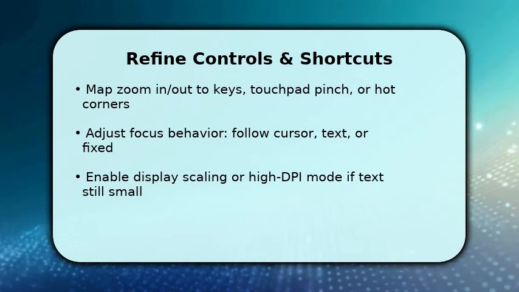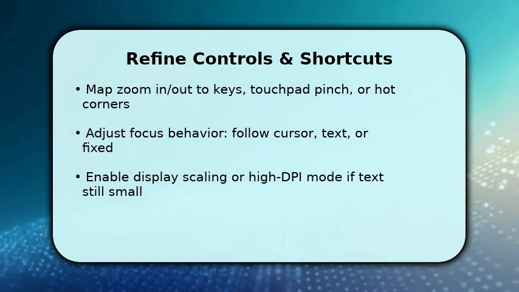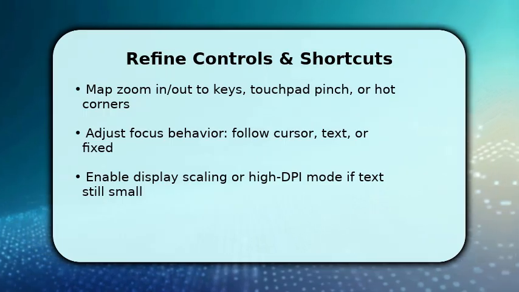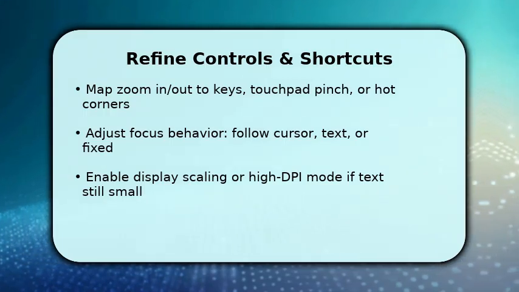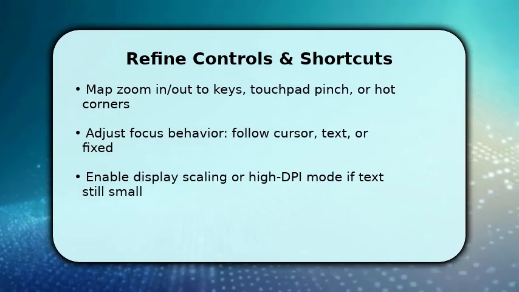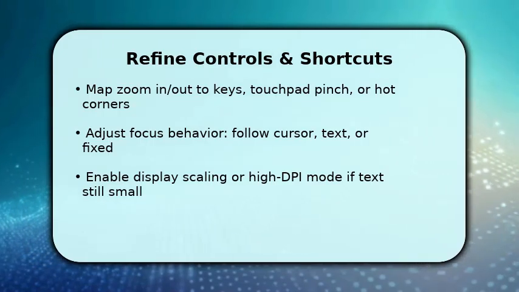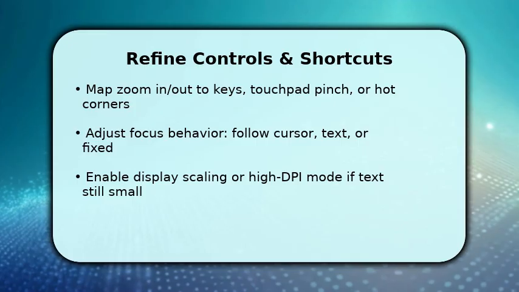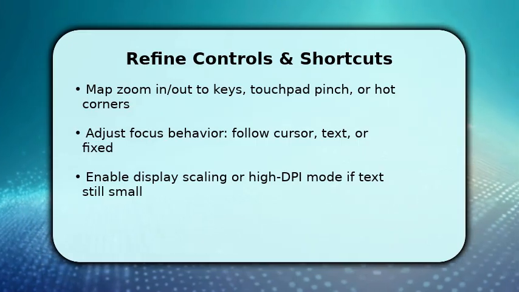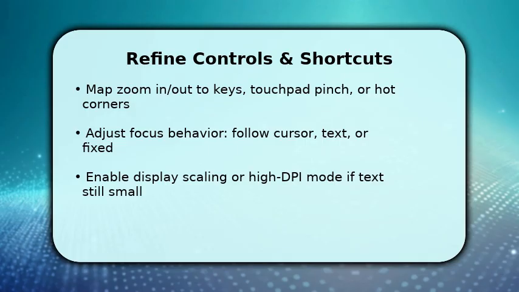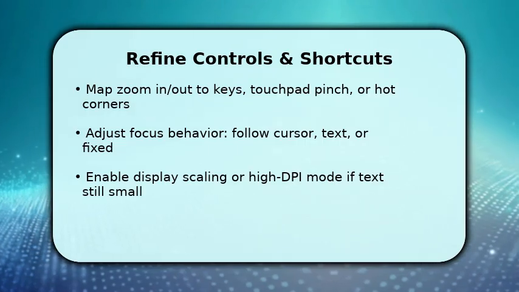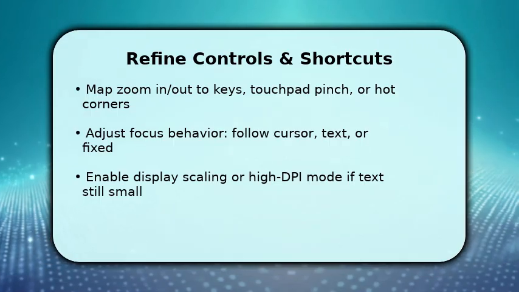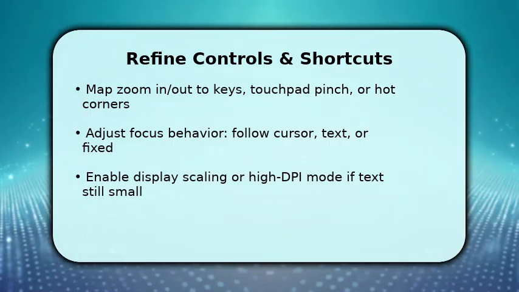Now refine how zoom behaves. Map zoom in and out to convenient keys or touchpad pinch gestures, and enable hot corners if you prefer mouse triggers. Decide whether zoom should follow the cursor, track text caret, or stay fixed. This controls how smoothly you work. If elements remain tiny, enable display scaling or high DPI mode to increase overall UI size. Once done, test with a browser and a document to confirm readability and cursor tracking feel right.